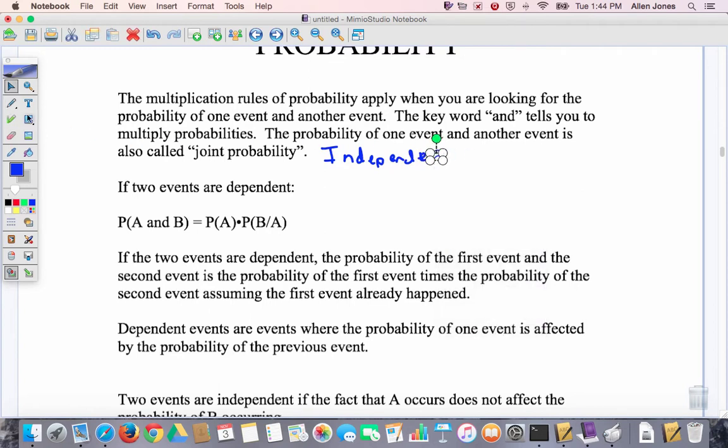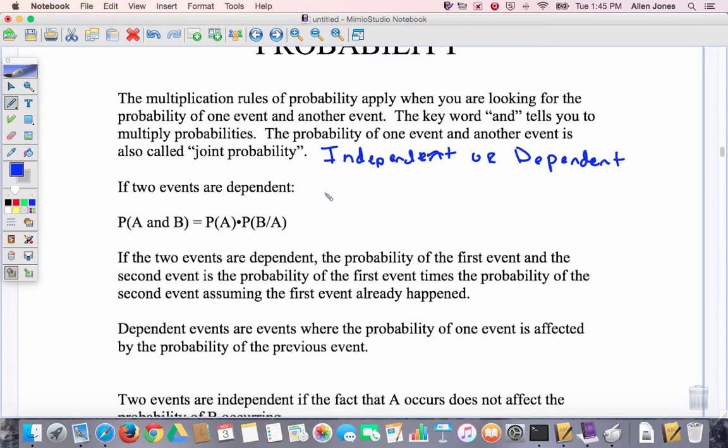Independent or dependent. If 2 events are dependent, that means the outcome of one affects the outcome of the next event. We'll use our deck of cards as an example.